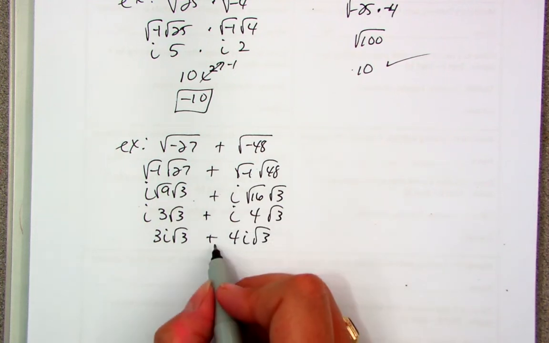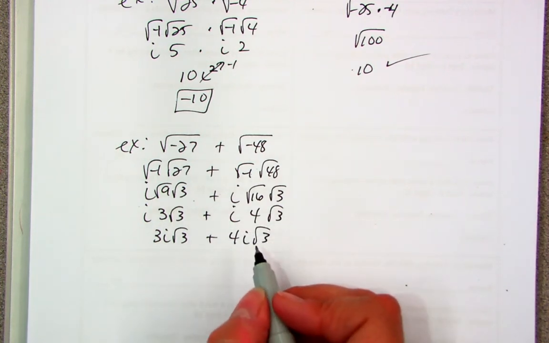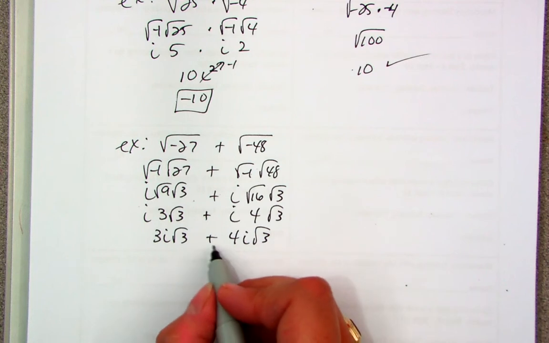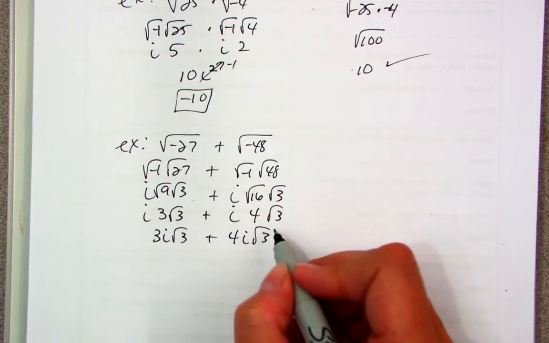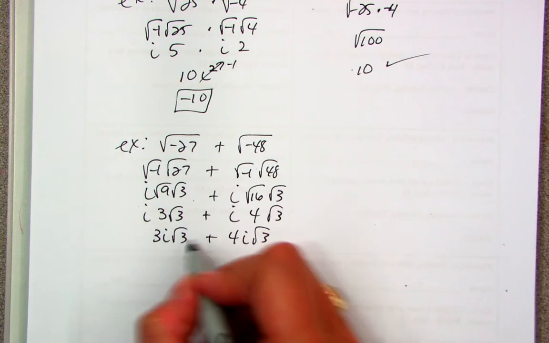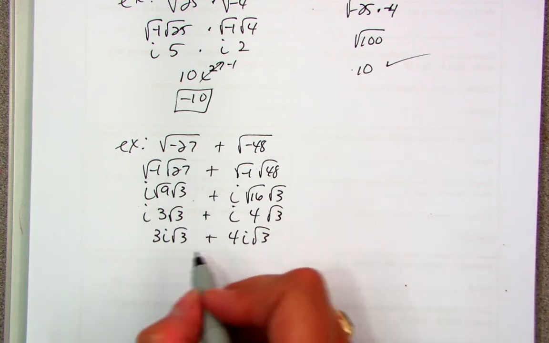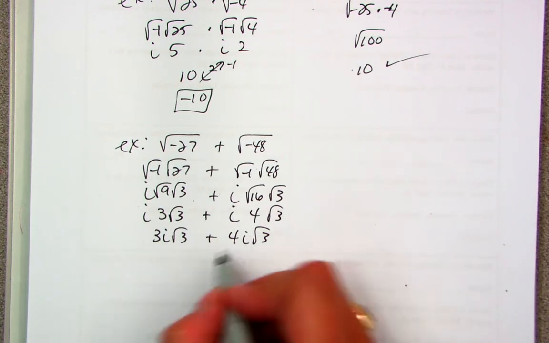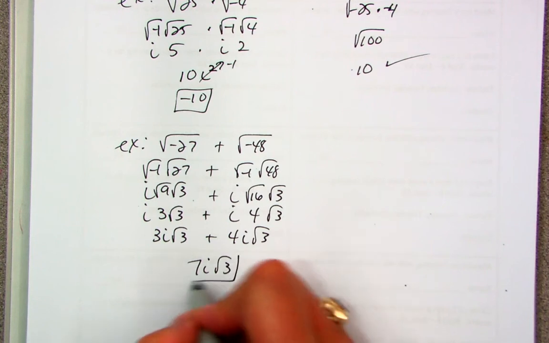Then I look to see if I can actually add these two terms together. The only way I can add up these two terms with square roots is these square roots have to be the same. It's like matching variables. That has to be an x and that has to be an x, identical. So there's 3 of these, there's 4 of these, so there's 7 of these.